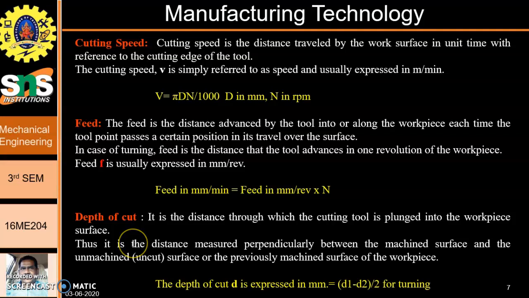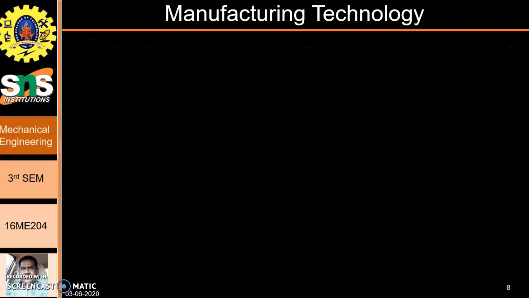Now, depth of cut is the distance through which the cutting tool is plunged into the work surface. This is the distance measured perpendicularly between the machined surface and the unmachined or uncut surface. Too much depth of cut is going to require more power for it to be cut, and very little will also waste power. The adequate amount of depth of cut is very important, and it is expressed as the original diameter minus the second diameter, divided by 2. That is the depth of cut for turning.